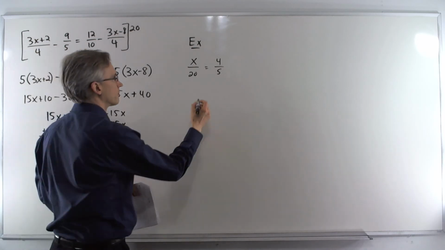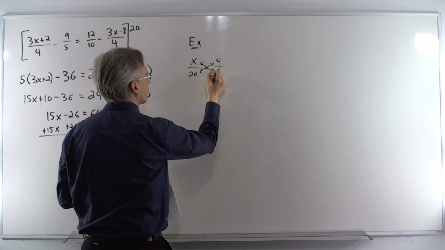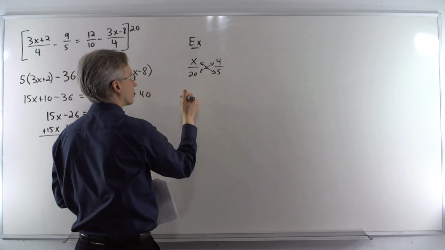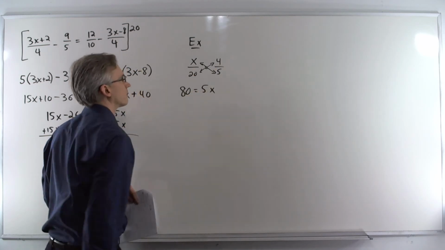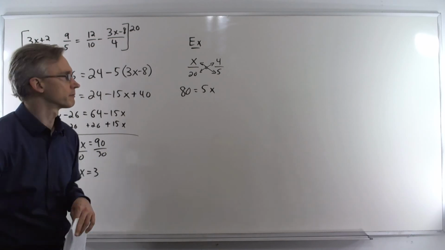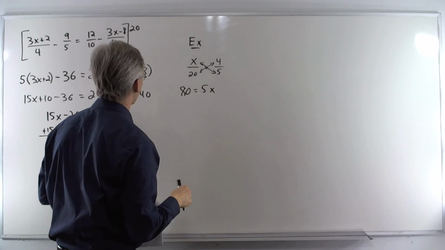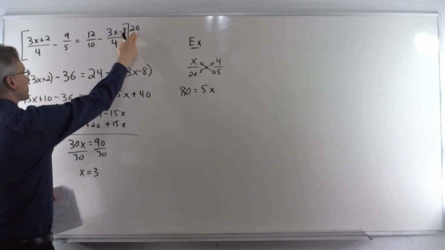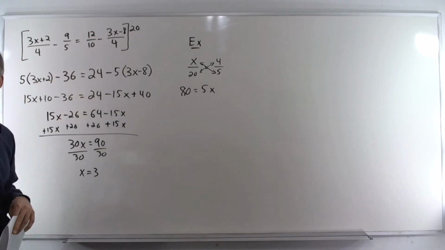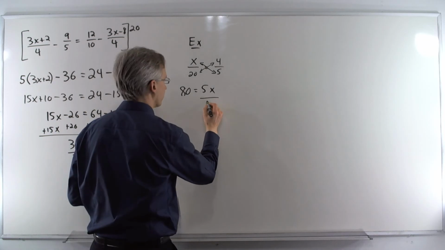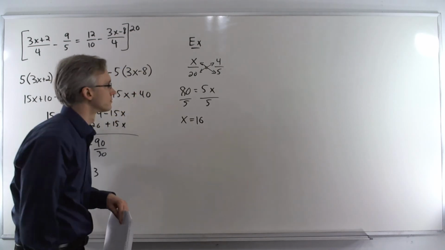All right, cross multiply. Multiply that way and that way. All right, 4 times 20 is 80, and 5 times x is 5x. So by cross multiplying, we turn this equation into a regular linear equation. This is similar to what we were doing here by multiplying by the LCM. We turn this equation involving a bunch of fractions into a linear equation with whole numbers. Right, now we can divide by 5 on each side and get x equals 16.